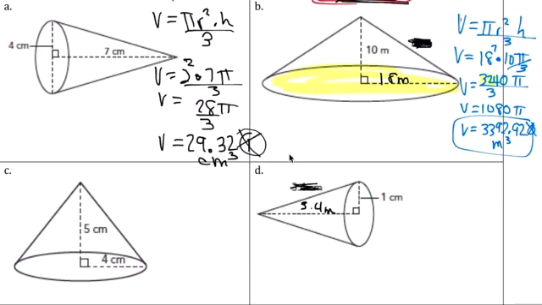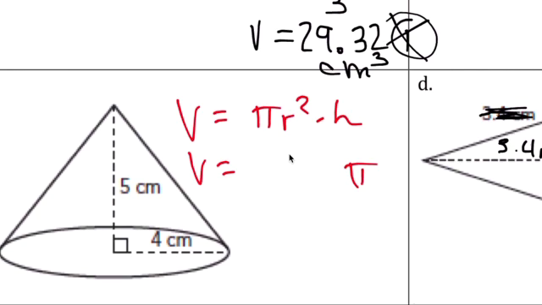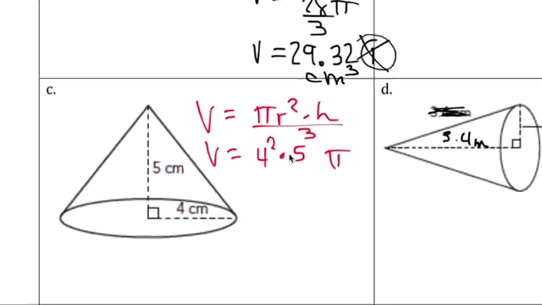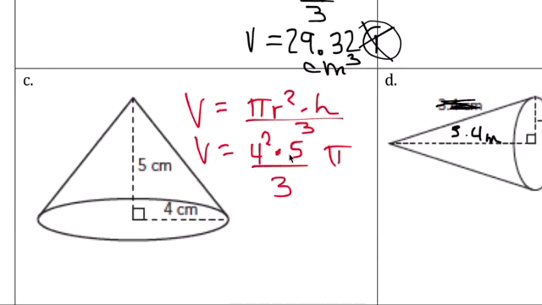So, volume of this is pi r squared times height. Volume equals pi. I'm going to leave it in terms of pi. Times radius. Radius is 4 squared times height, which is 5. And don't forget to divide by 3. So I got volume equals 16 times 5 is 80. Doesn't divide evenly.